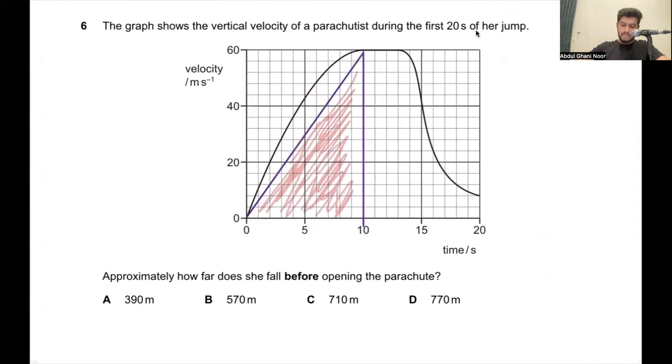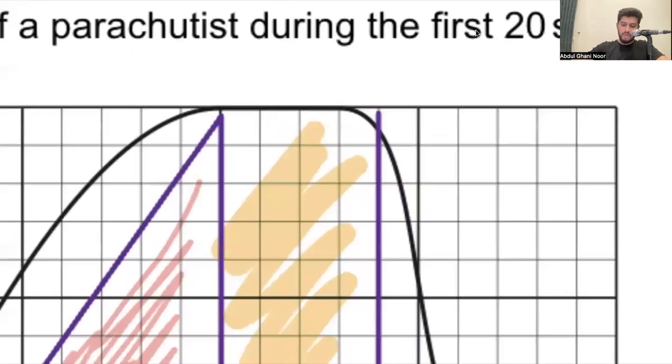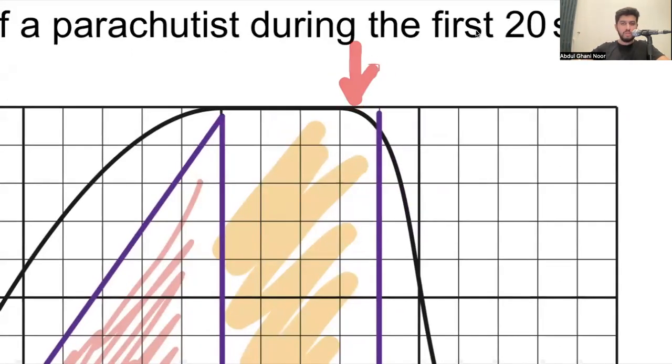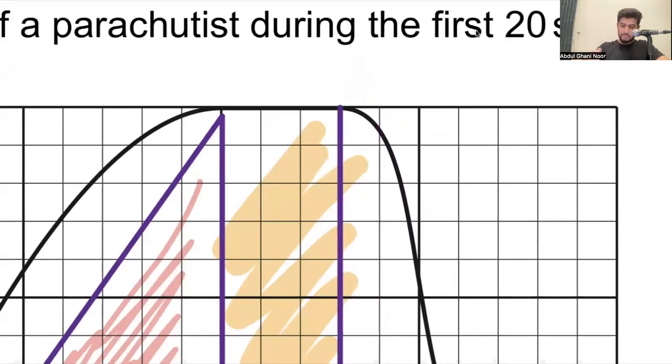And then let's take this value. So this is my second half here. What I'm actually doing is finding out this area, because the question says how far does she fall before opening the parachute? I know this is the point where the parachute is deployed. So I can shift it over here and take this point into consideration.